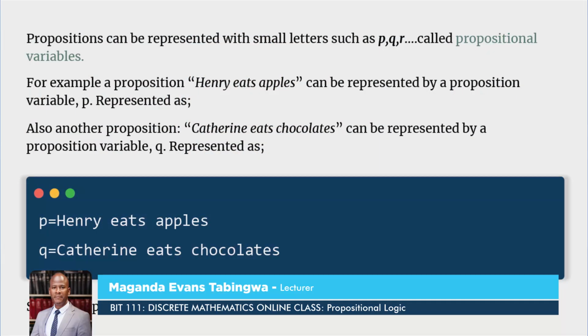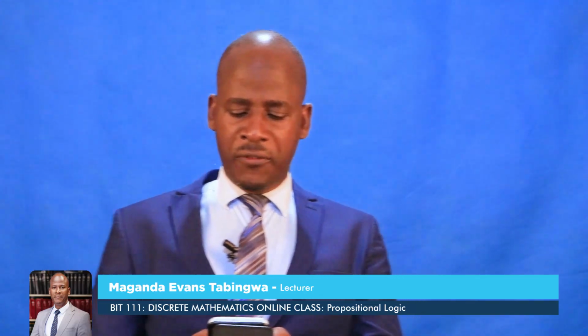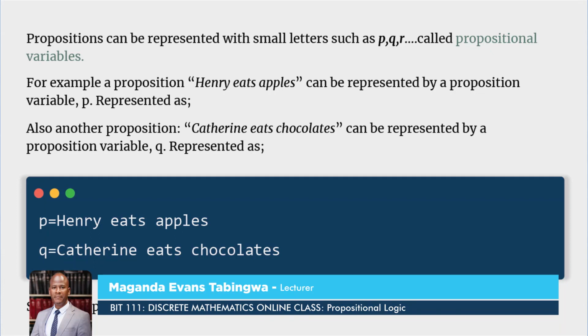Now, how do we represent propositions? One way could be by using a declarative English statement. But also, because we want to carry out these operations mathematically, we assign them small letters called propositional variables. For example, you can assign the proposition "it is raining" the variable P. You can assign the proposition "it is sunny" the variable Q. You can assign the proposition "3 plus 2 is equal to 5" the variable R. So we use those small letters instead of having a full statement. For example, if we say Henry eats apples, it can be represented by a propositional variable P, and another proposition, Catherine eats chocolates, can be represented by another variable Q.